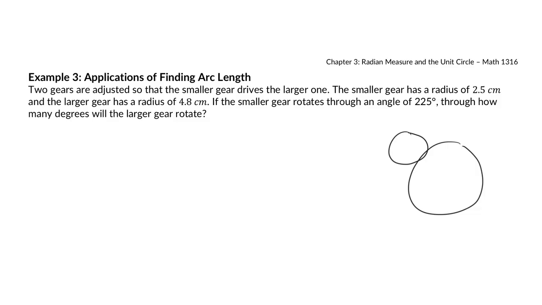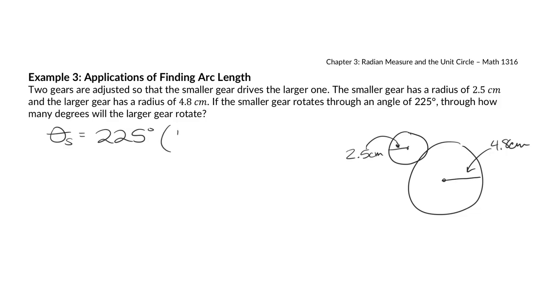So let's draw a little bit more info on this terrible looking gear. We said the smaller gear has a radius of 2.5 centimeters, and the larger gear has a radius of 4.8 centimeters. The smaller gear rotates through an angle of 225 degrees. So the angle for the small gear is 225 degrees, which I automatically know we're going to change to what?